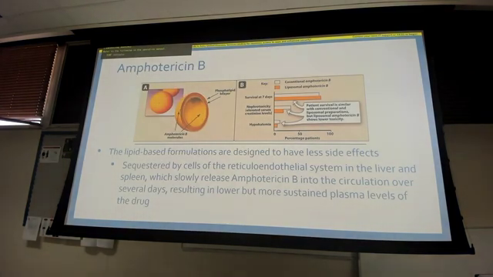So when we think about amphotericin B, the two big ones I want you to think about are the conventional and the liposomal. What's awesome about the liposomal one is that it's designed to have fewer side effects. It's sequestered by cells in the reticuloendothelial system in the liver and spleen, which slowly releases amphotericin into the circulation over several days rather than right away. This slower, sustained release helps decrease our infusion-related side effects and nephrotoxicity.